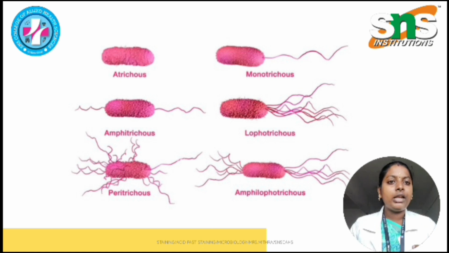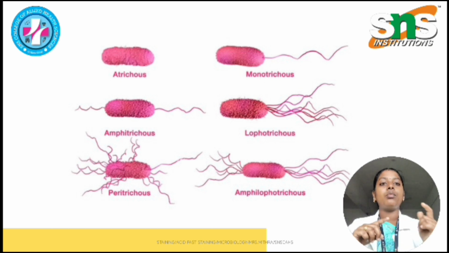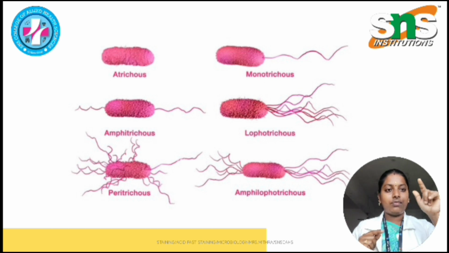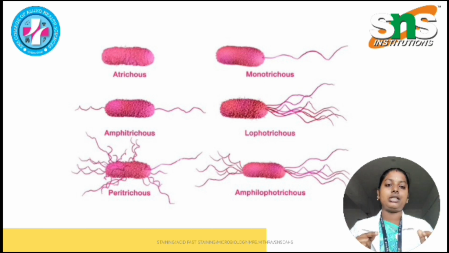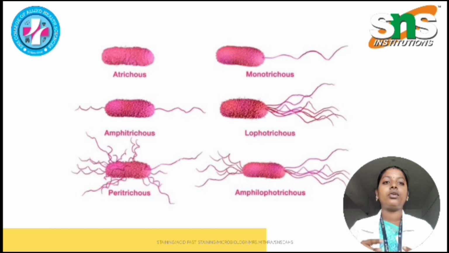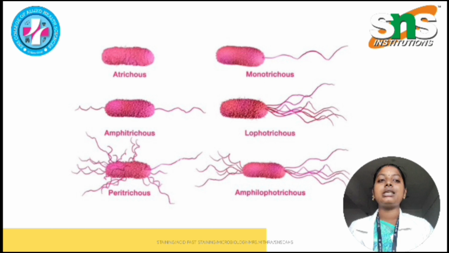And amphilophotrichous, you could see more than one flagellum at both ends of the bacteria. And coming to peritrichous, you can see the flagella all over the bacterial cell. So these are the arrangements of flagella for identification, whether it is atrichous, monotrichous, amphitrichous, lophotrichous or peritrichous. You could see these flagellar arrangements in the flagella staining.